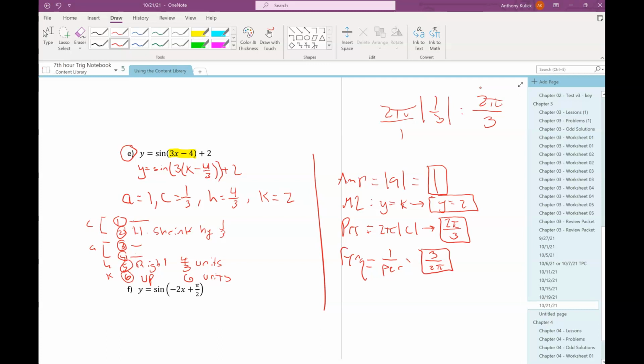So far, so good? So that's all you have to do for that kind of problem. If we're just asking for the midline, frequency, amplitude, period, stuff like that, it's all pretty easy, right? Basically, if you can get the A, C, H, and K out of the problem correctly, it's just, can you plug it into a formula? There's not much to do there.